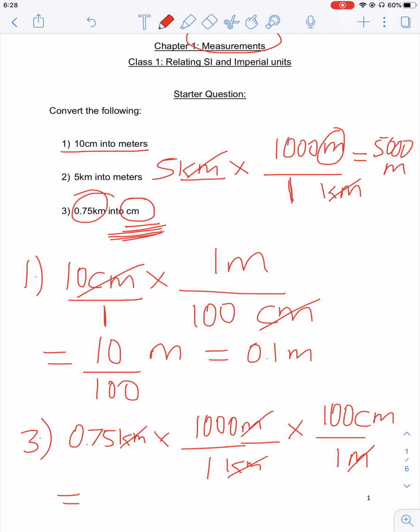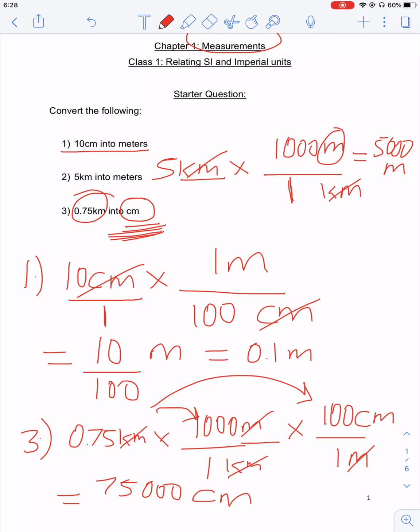So 0.75 times 1,000 is 750, and then times 100, right? Because you have to multiply by 1,000, then you have to multiply by 100. So times 100 gives me 75,000. 75,000 on top, and then 1 times 1 at the bottom is just 1. I don't have to write the 1, right? So it's just 75,000 centimeters, okay? So this is a faster way of doing the same question.